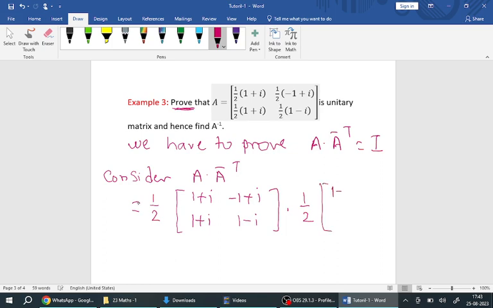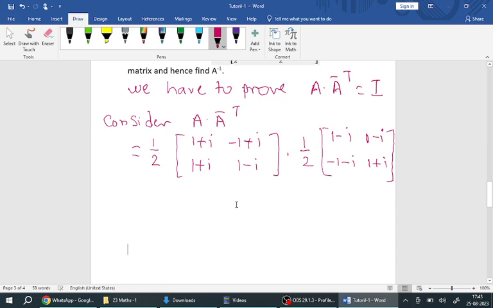Conjugate of 1 plus i is 1 minus i. Conjugate of minus 1 plus i is minus 1 minus i, but I will write it in the column. And now this second row will come to the second column because we are taking a transpose: 1 minus i, and lastly 1 plus i. Just let me check, is it correct? So it is 1 minus i, minus 1 minus i, 1 minus i, and 1 plus i. Okay, that's correct.